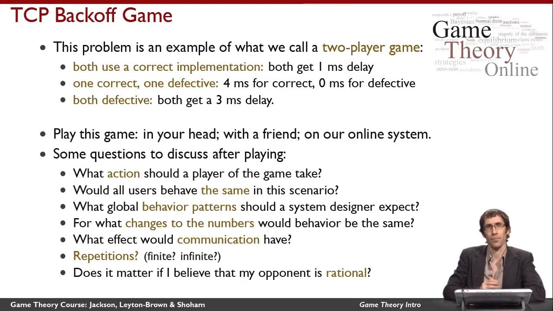This very simple game has each player choose either to use a correct implementation or to use a defective implementation. And once we know what both players will do, we can look at these rules that I've given here and decide how happy both players would be. Of course, nobody likes delay, so the players are trying to minimize the amount of delay that they experience in the network. So if you wanted to minimize the amount of delay that you experienced, how would you play this game? That's kind of the most natural question to think about when you're thinking about a game theoretic setting.